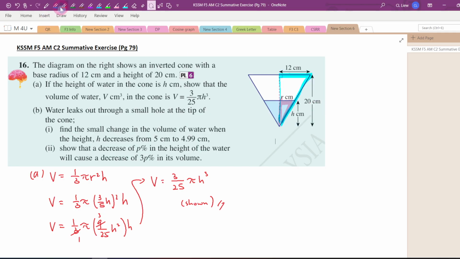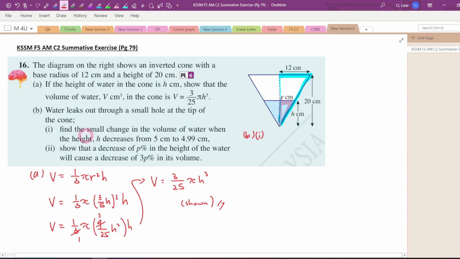Now let's look at part B. Water leaks out through a small hole at the tip of the cone. So the water is leaking out, which means the water level becomes lower and lower. We want to find the small change in the volume of water when the height h decreases from 5 centimeters to 4.99 centimeters.